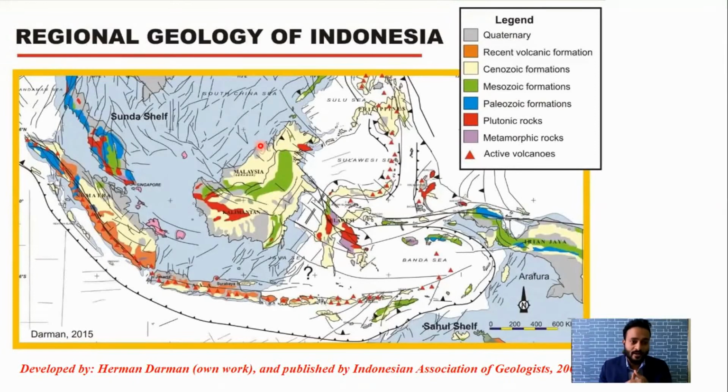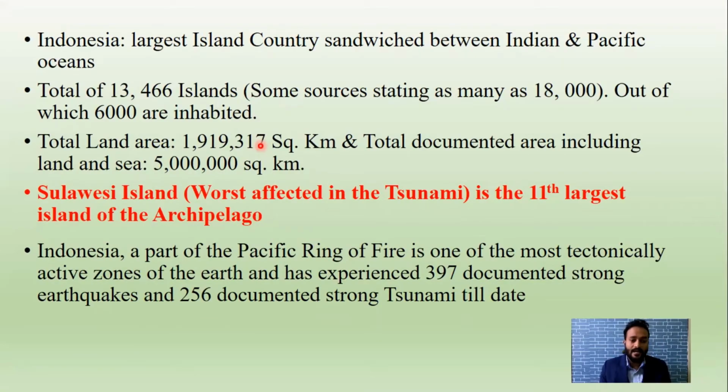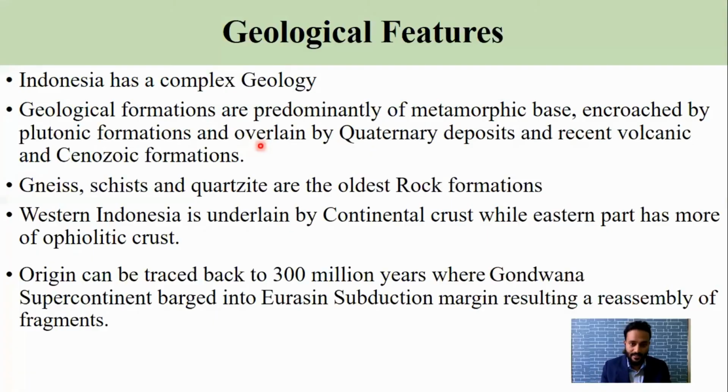Now, we'll talk about the regional geology of Indonesia. This is basically a map of the geological prevalence in Indonesia. Quaternary deposits are the predominant deposits found there. Now, coming to the island of Sulawesi, it has experienced around 397 documented strong earthquakes and 256 documented strong tsunamis till today.